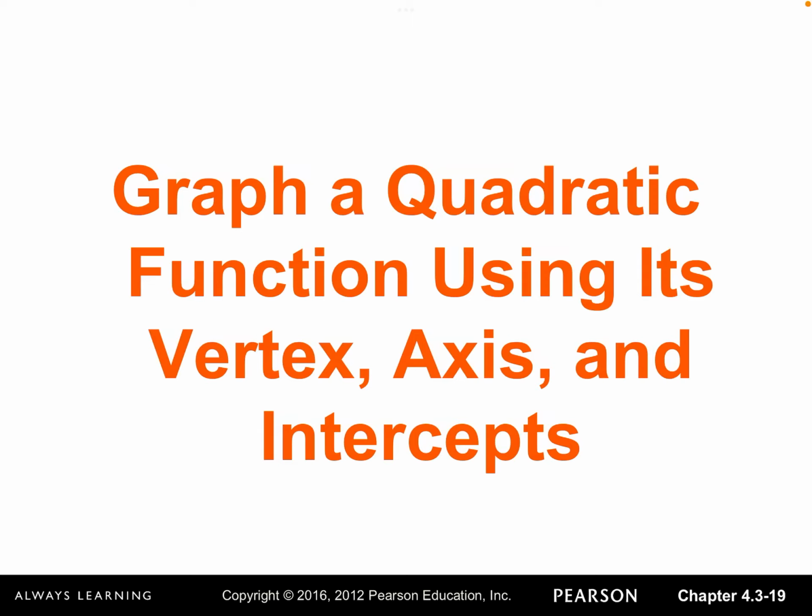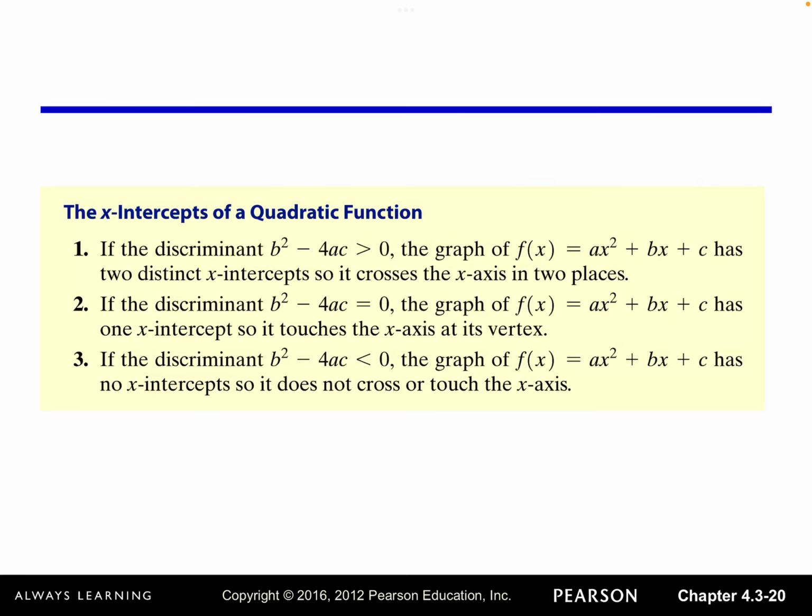Now let's talk about how to graph a quadratic function using its vertex, axis of symmetry, and intercepts. Here, intercepts include both x and y intercepts. First, let's look at how we know how many x-intercepts a quadratic function has.